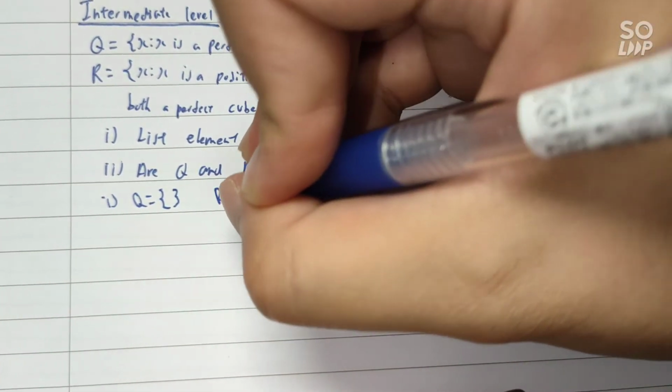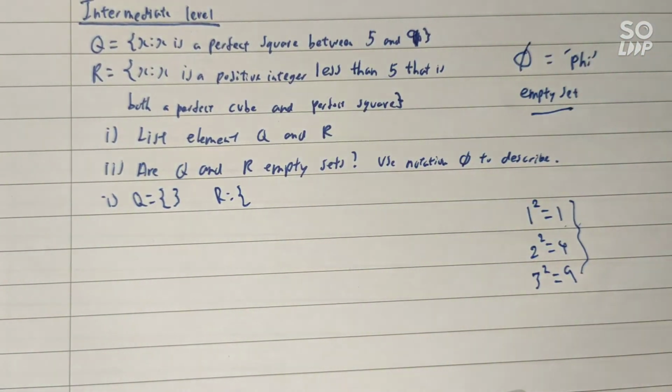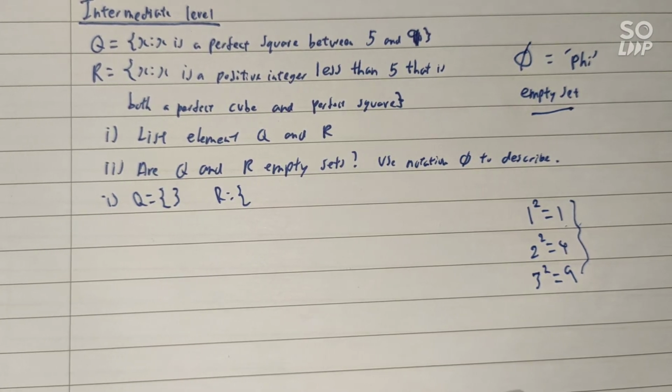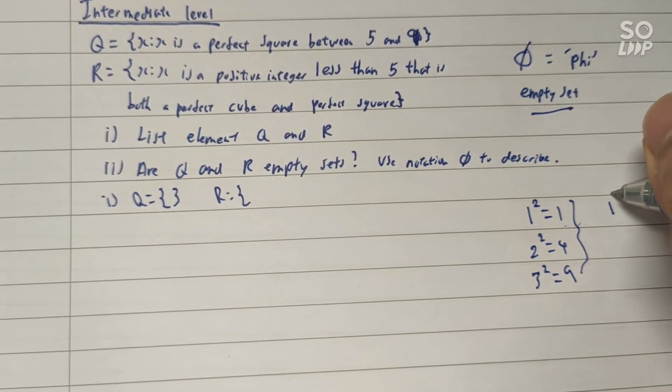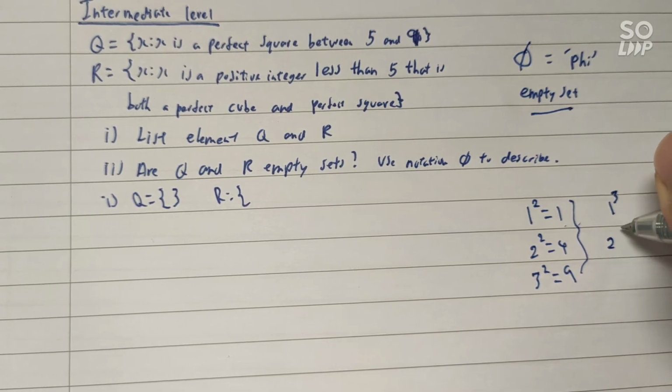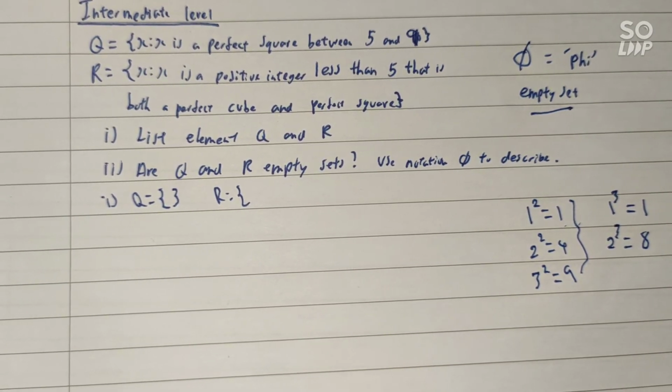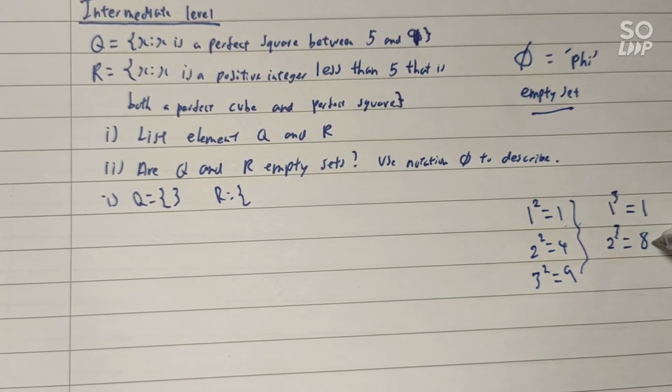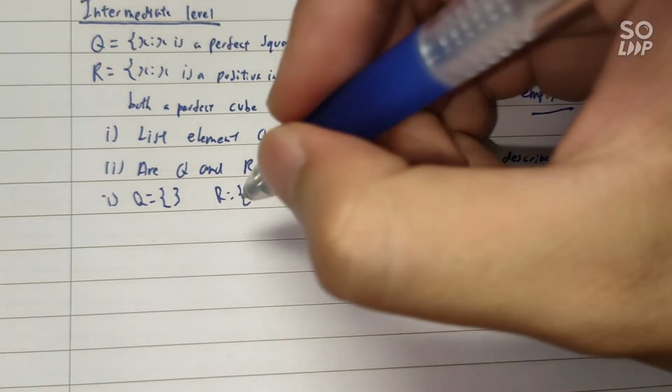So R. Okay, R is asking for a positive integer less than 5 that is both a perfect cube and a perfect square. So let's try to find it. A perfect cube is 1 cubed, 2 cubed. So 1 cubed is 1. 2 cubed is 8. Okay, 8 is a bit too high, so it only has one element, which is 1.